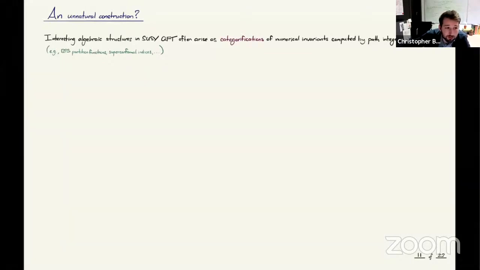So this is something which is true in lots of examples. There are things called BPS partition functions, vortex partition functions, superconformal indices. The thing that we really love to do with superconformal field theories is compute some path integral. And frequently when you do the path integral, you construct some numerical invariant, which is counting something which you want to be counting something about the vector space underlying these algebraic structures. Okay, that's super vague, but let's see where it takes us.